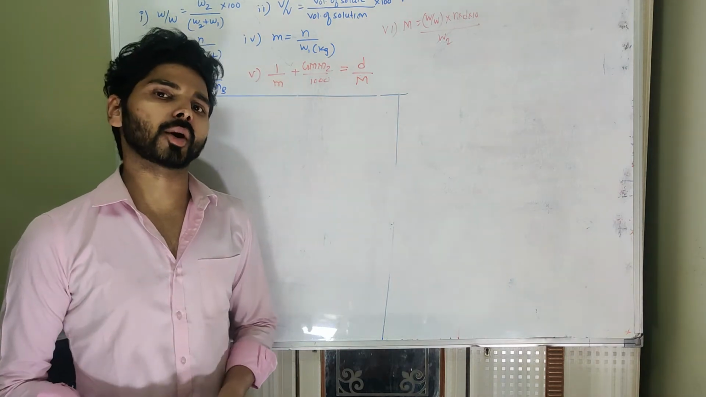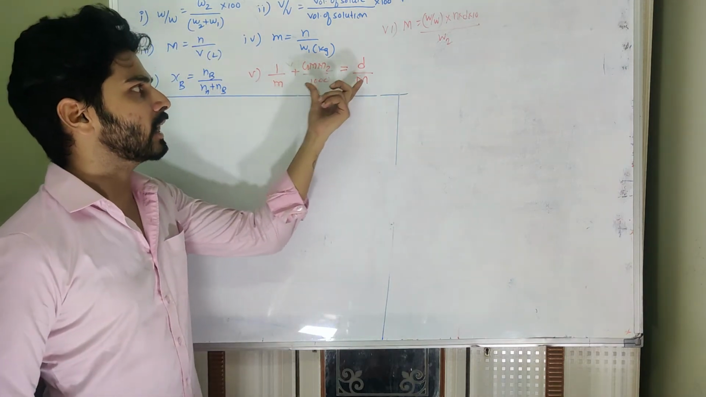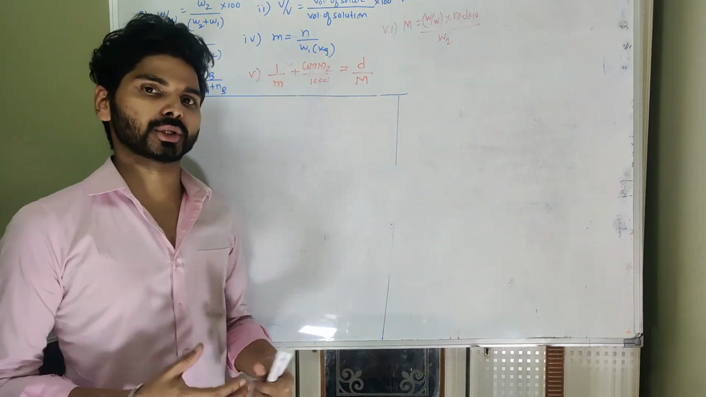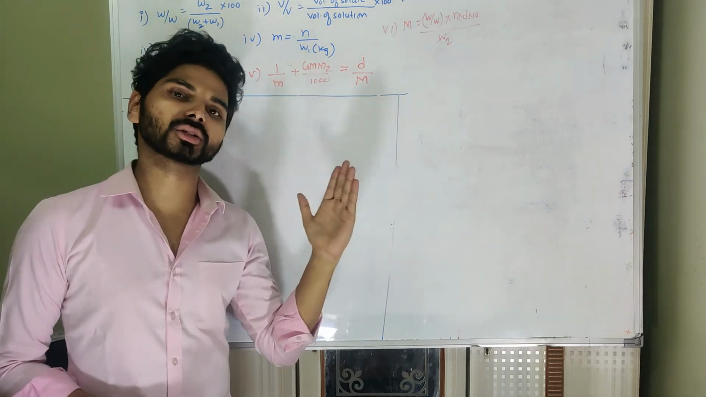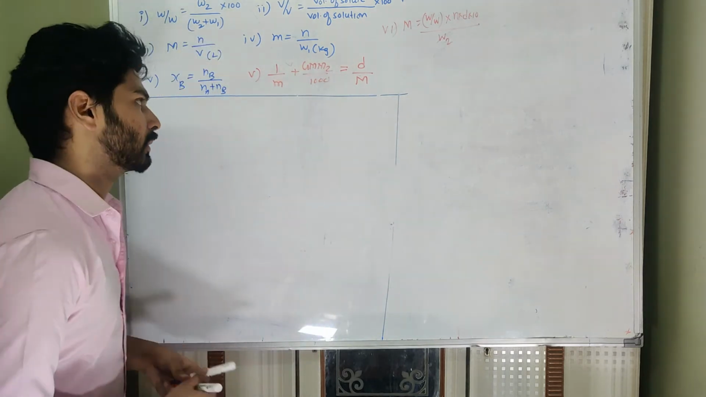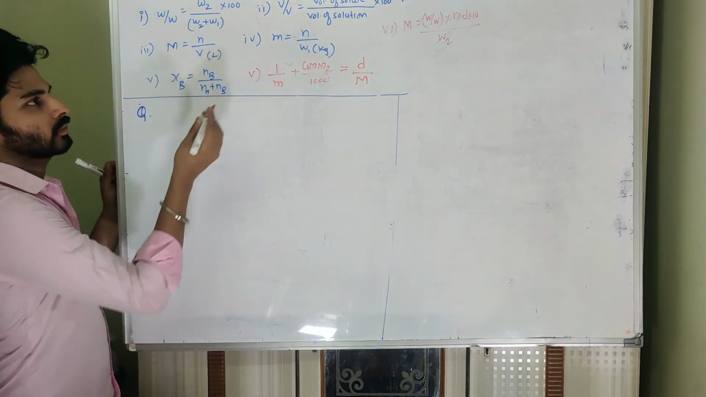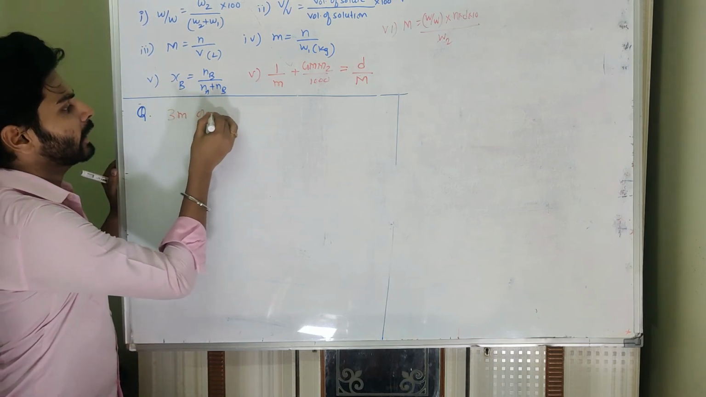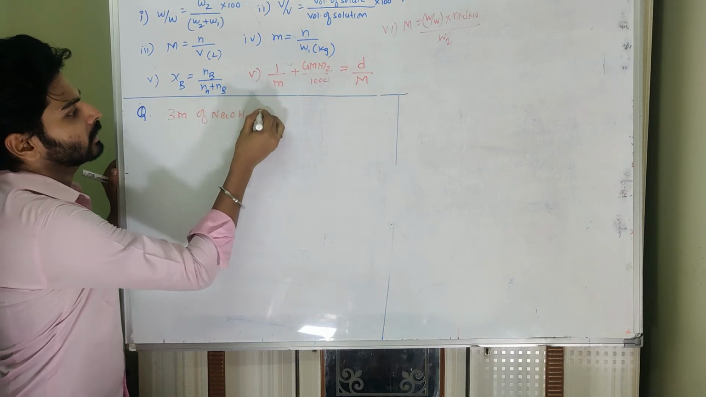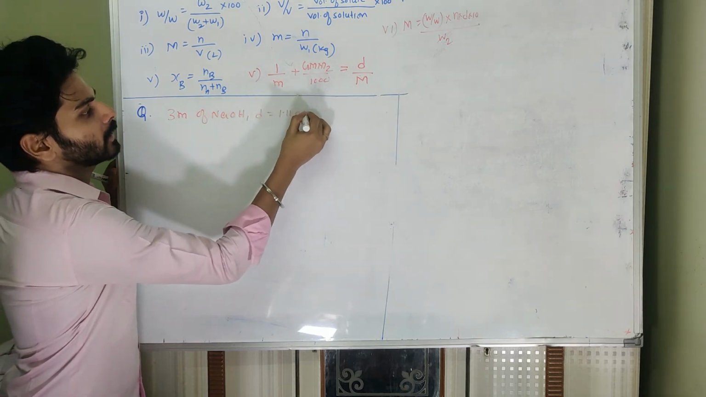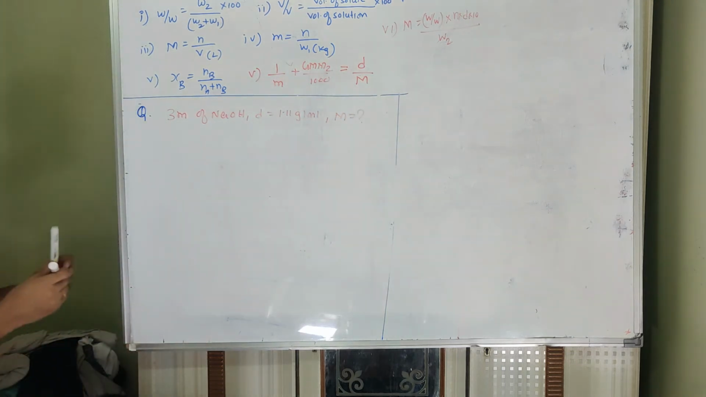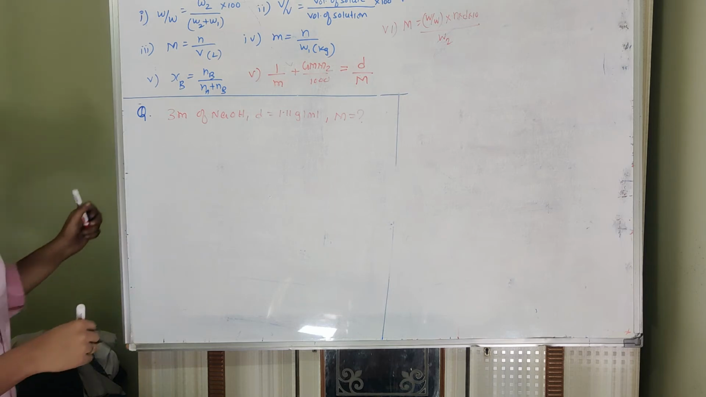Let us solve some problems to use this formula and this formula. As I told you, this is not direct substitution. Questions are asked from one concentration method to another concentration method. So look at this problem. Here you can understand, 3 molal NaOH having density 1.1 gram per ml, and we are asked to calculate the molarity. So 3 molal NaOH is given, density is given, and we are asked to calculate molarity.